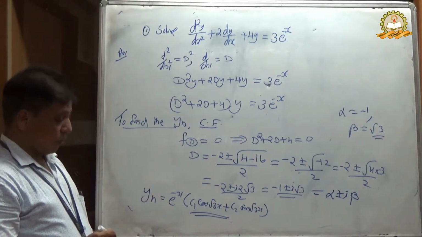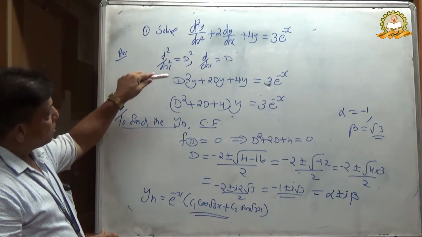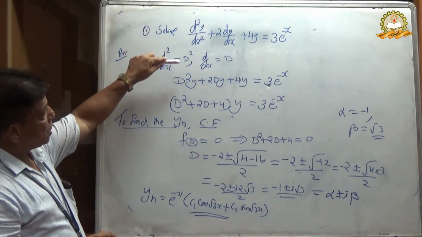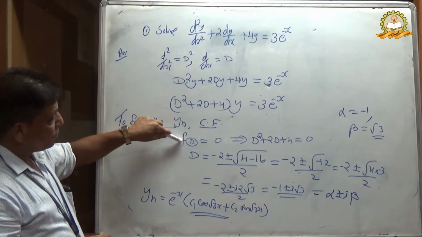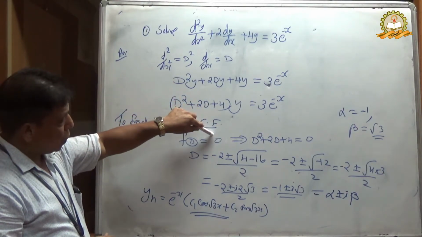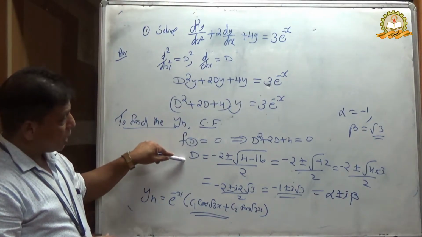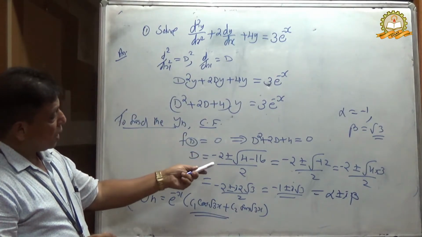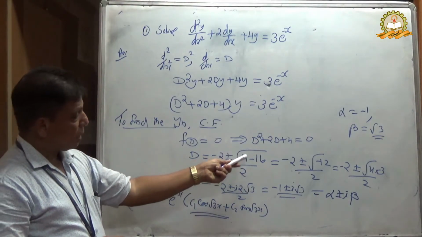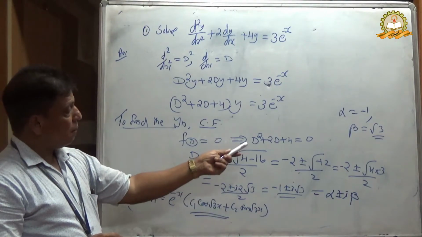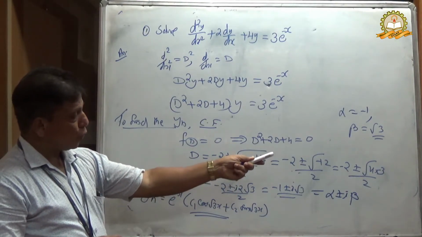Next we have to find the second part, that is the particular integral. First we convert this equation to symbolic form. From the symbolic form we find the f of D. F of D equal to 0, that is D square plus 2D plus 4 is equal to 0. Then D is equal to, by the quadratic formula, minus b plus or minus root of b square minus 4ac by 2a. Applying that formula, we get minus 2 plus or minus root of 4 into minus 3.